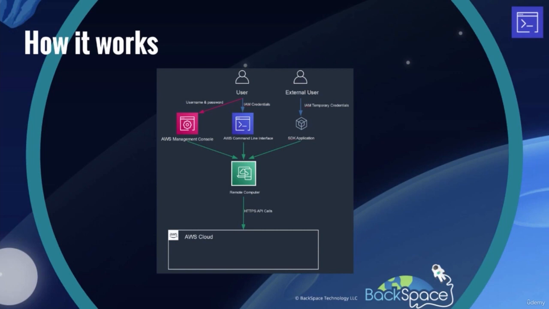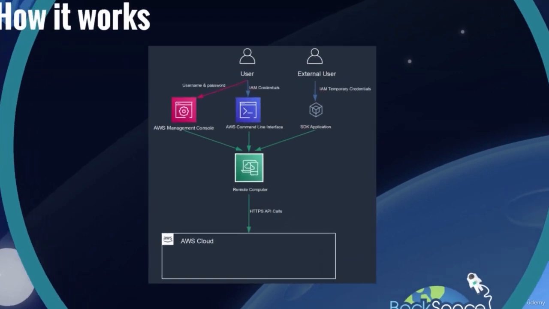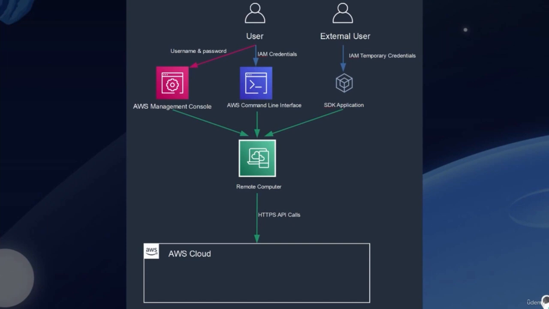A picture tells 1,000 words. So how does this all work? Down the bottom there, we've got our AWS cloud that we want to connect to using our remote computer. And so that remote computer will be sending HTTPS API calls to the AWS cloud to get information from the AWS cloud and to issue instructions to the AWS services.